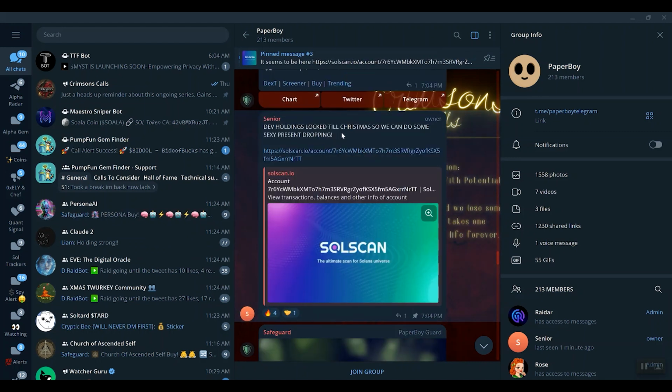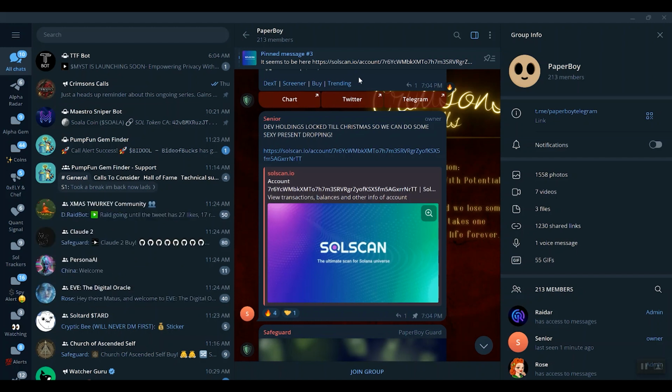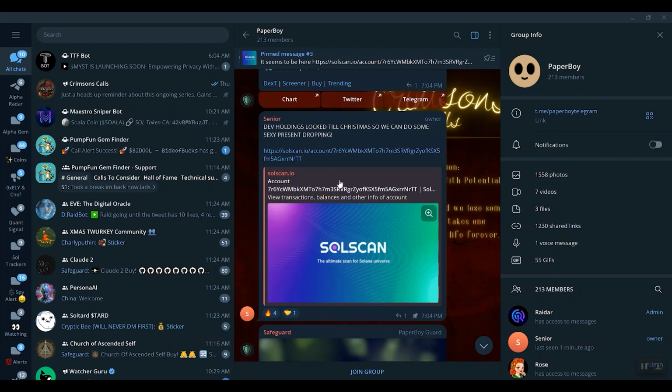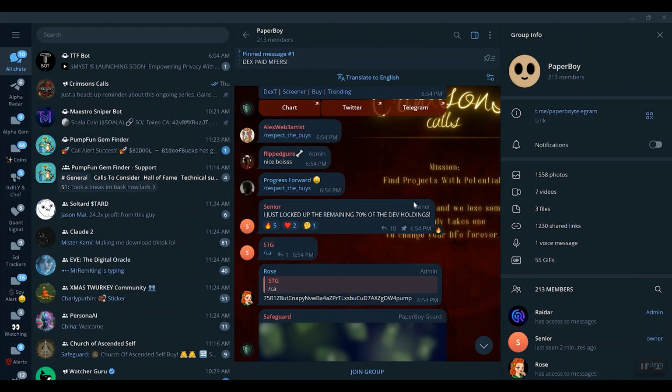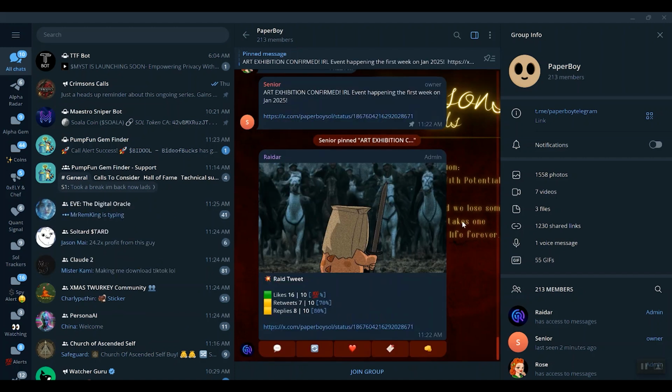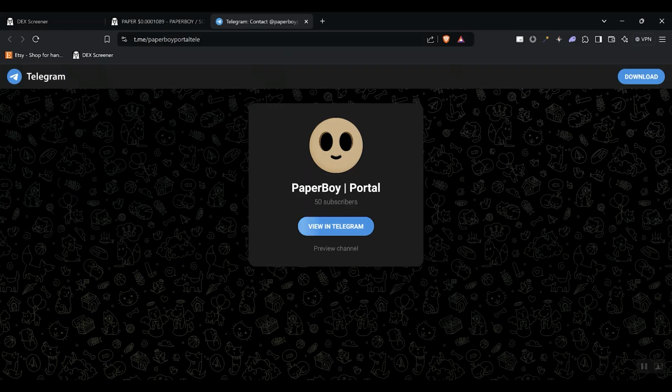The dev holdings look like they're locked till Christmas, so it's not a long lock, but at least, I think, for some people they can see that it provides them with some level of confidence that the dev isn't going to go ahead and sell on them. And they're transparent in terms of letting you know where those tokens are locked. Okay, so they just locked up the remaining 70% of the dev tokens. That's important stuff, I think, in terms of evaluating what you want to do in terms of any entry that you may take pertaining to a token. So we're going to go back out.